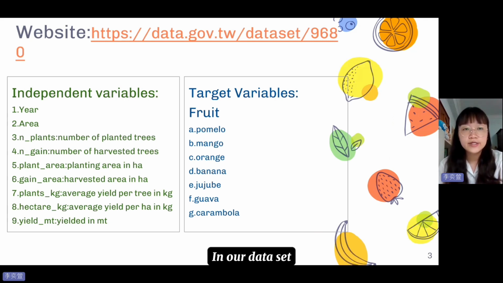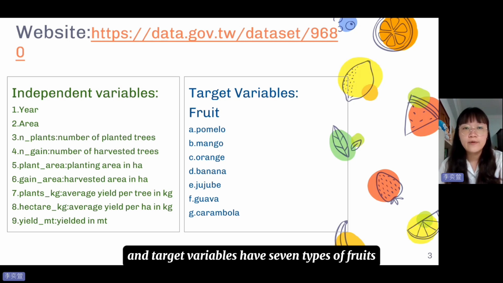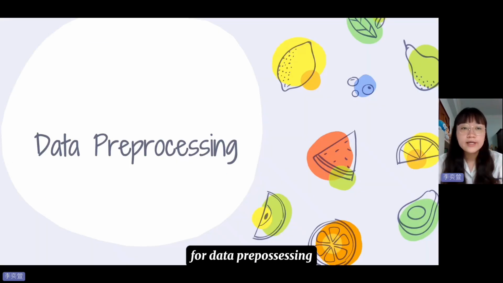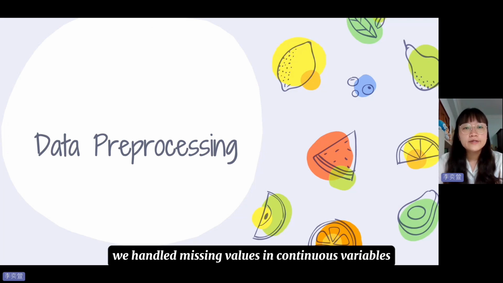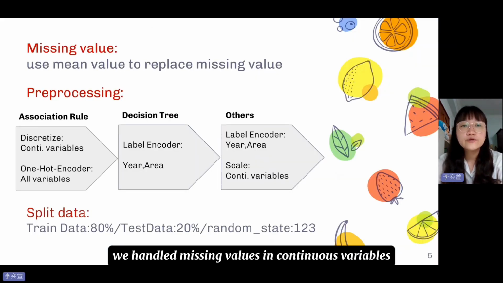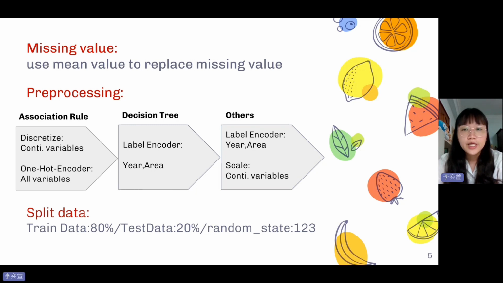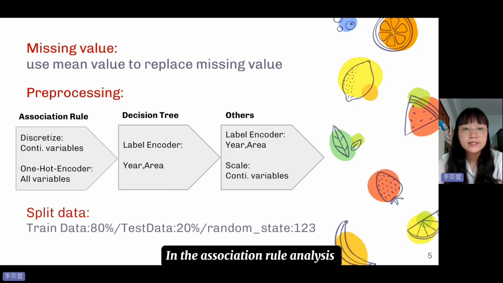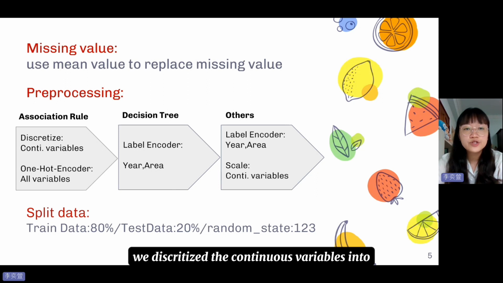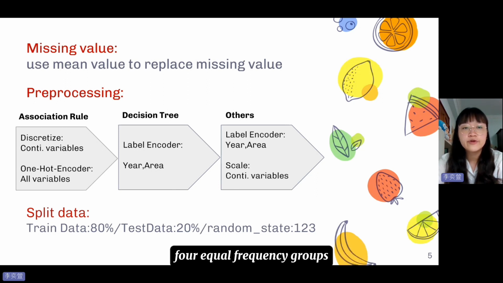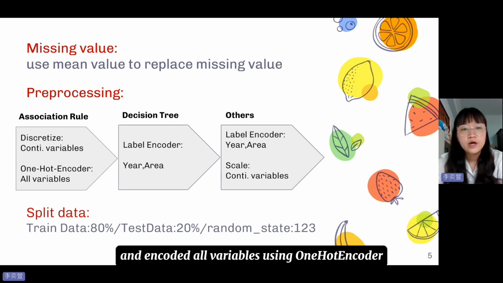In our dataset, we have 9 variables, and the target variable has 7 types of fruits. For data preprocessing, we handled the missing values in continuous variables by replacing them with the mean value. In the association rule analysis, as the variables need to be categorical, we discretized the continuous variables into 4 equal frequency groups and encoded all variables using one-hot encoder.